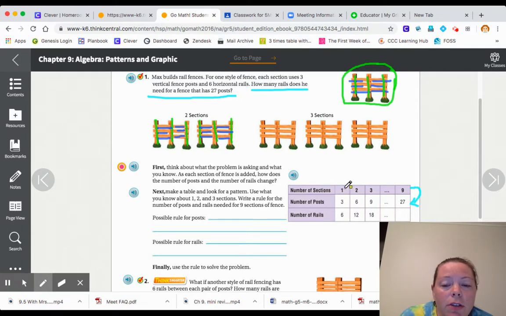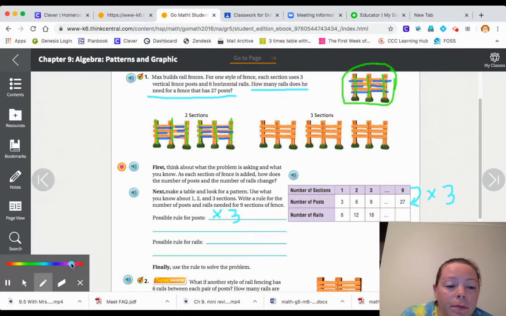For every section, I multiply it by 3, right? So my rule to get for the number of posts is to multiply it by 3. 1 times 3 is 3, 2 times 3 is 6, 3 times 3 is 9, and 9 times 3 is 27. Good.